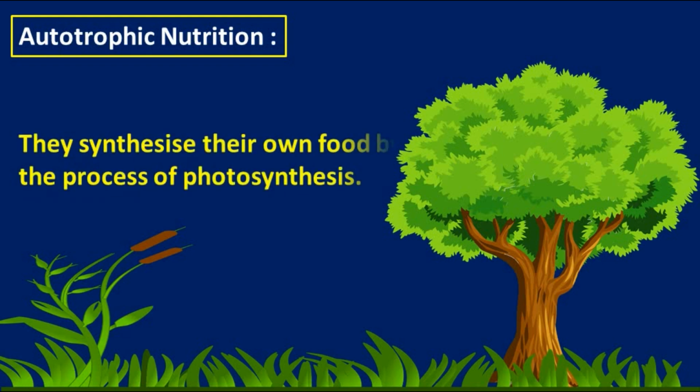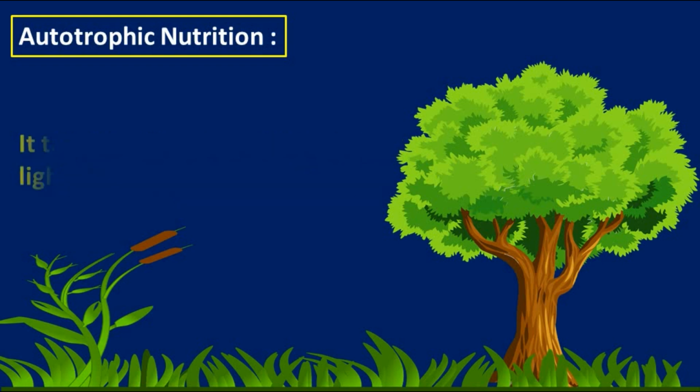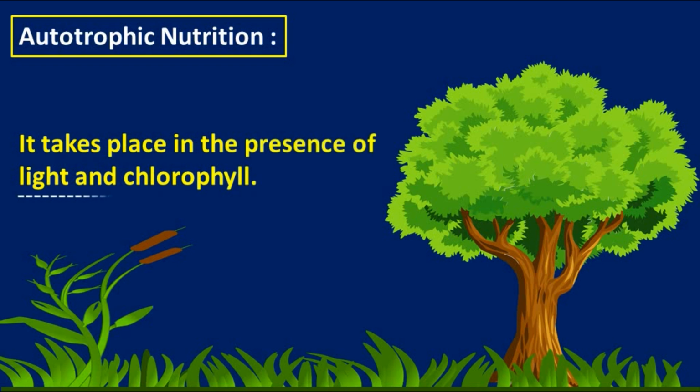So green plants synthesize their own food by the process of photosynthesis. In this process, plants make their own food. It takes place in the presence of light and chlorophyll. For the photosynthesis process, four factors are very important. This process takes place in the presence of light inside the chlorophyll.